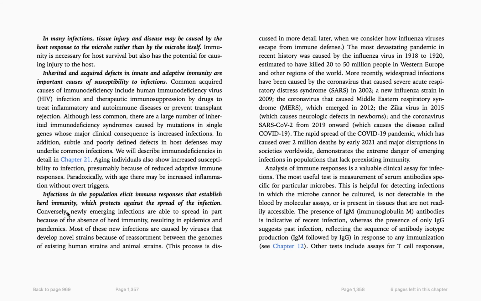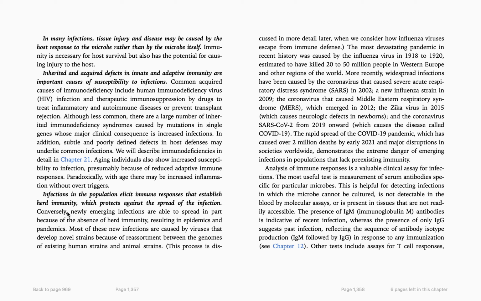In many infections, tissue injury and disease may be caused by the host response to microbes rather than the microbe itself. Immunity is necessary for host survival, but also has the potential for causing injury to the host.